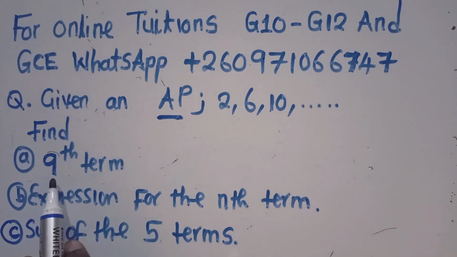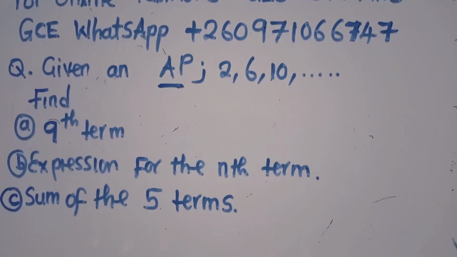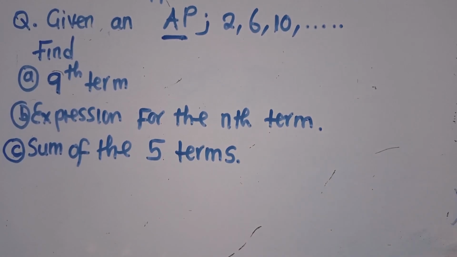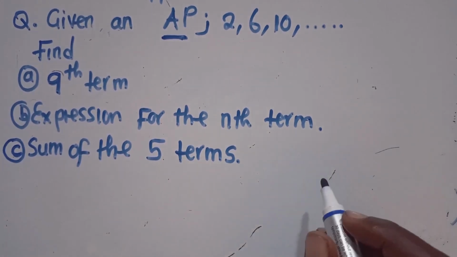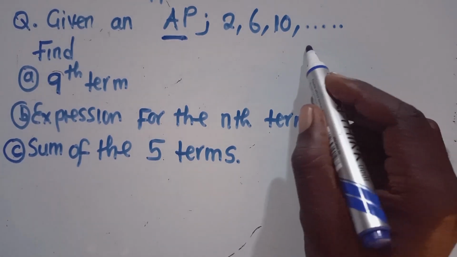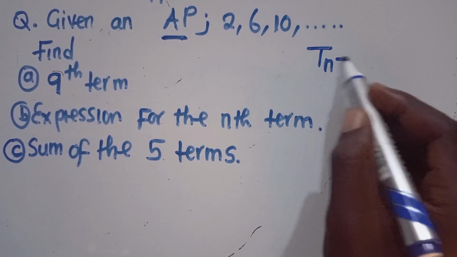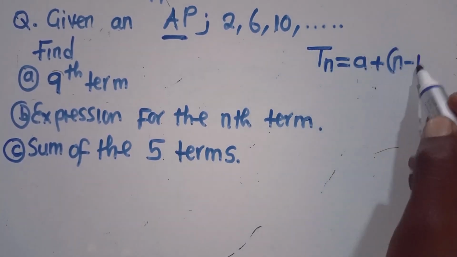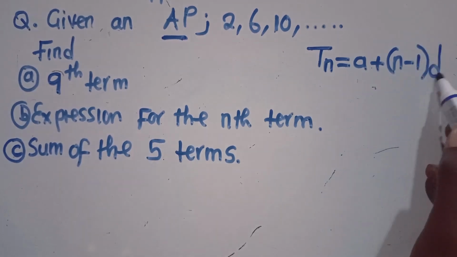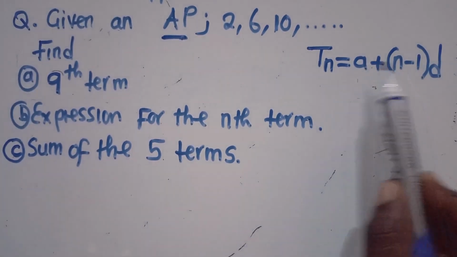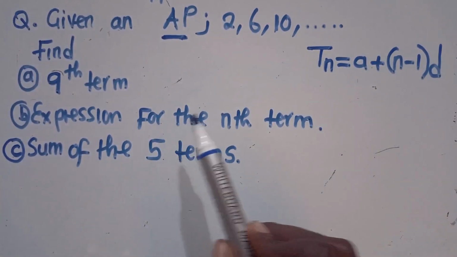The first question is saying find the ninth term. How can you find the ninth term? This is what we are going to do. So let me do this. For you to answer this particular question, you are told to find the what? Ninth term. So you know that the formula for the nth term is equal to what? A plus (n minus 1)d. This is the formula that is used for us to calculate the ninth term.